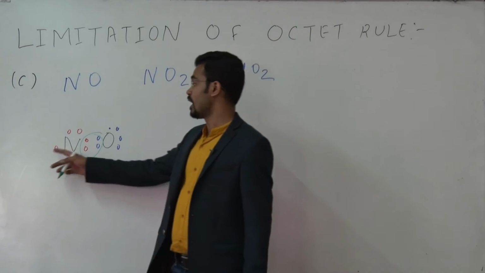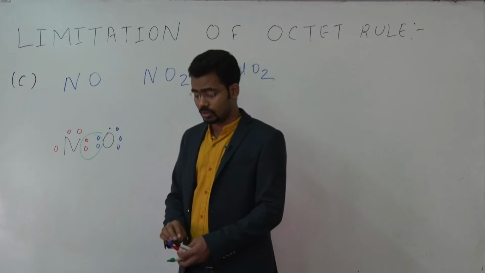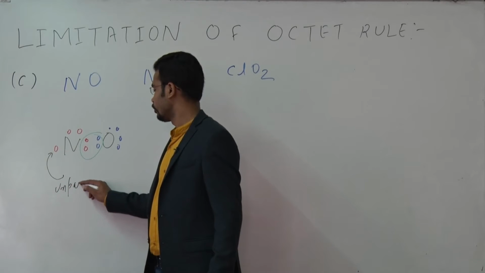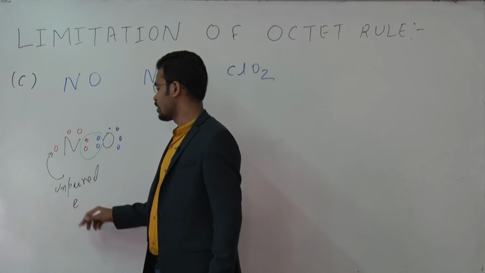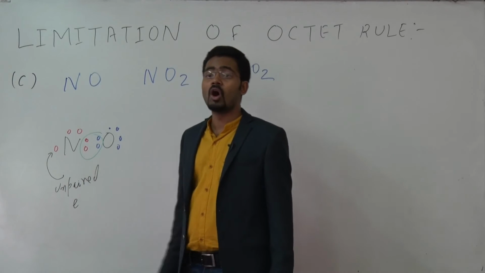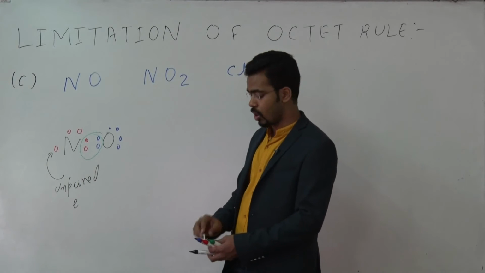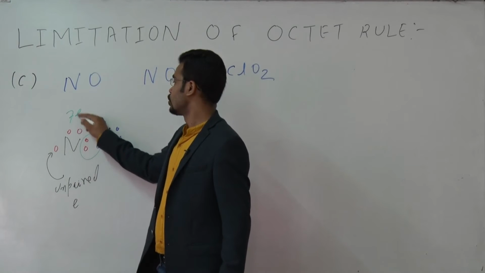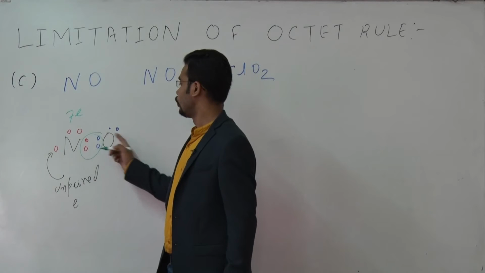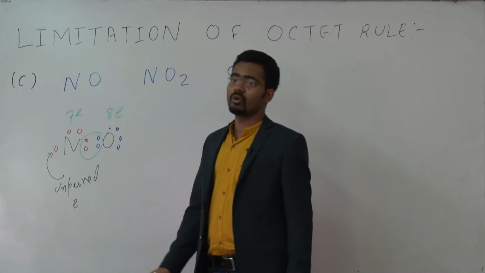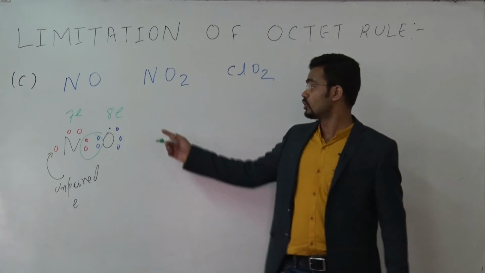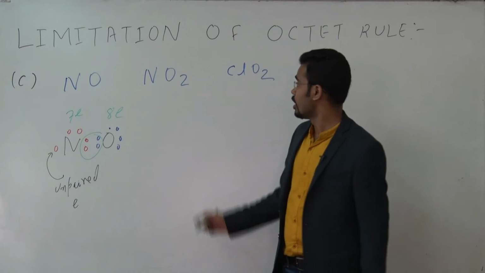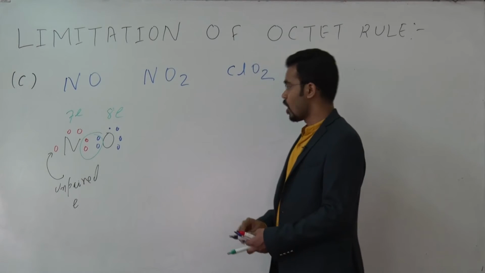See here, on the nitrogen there is one unpaired electron. Yes or no? Because of the unpaired electron, it is called an odd electron species. If you count the number of electrons on nitrogen, how many are here? 4 and 3, 7 electrons, and on oxygen 4 and 4, how many? 8 electrons. So in the NO compound, oxygen has 8 electrons while nitrogen has 7 electrons. Got it? Now tell me about NO2. You have to draw the structure of NO2.